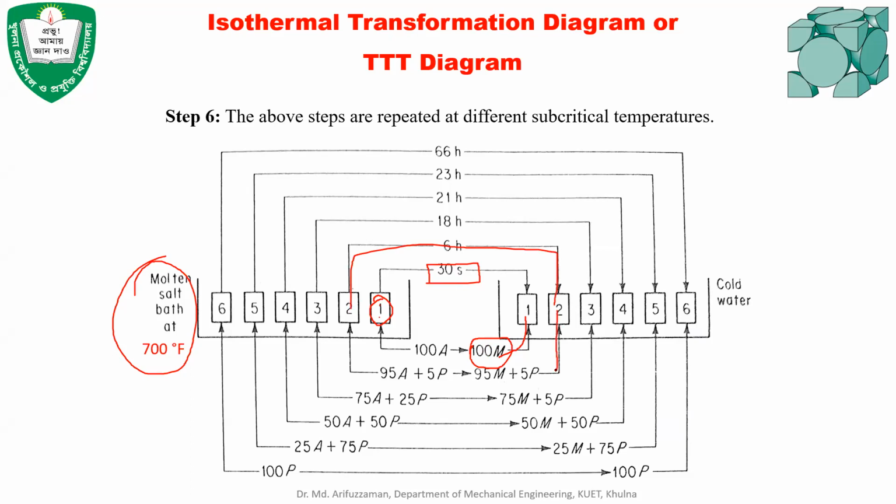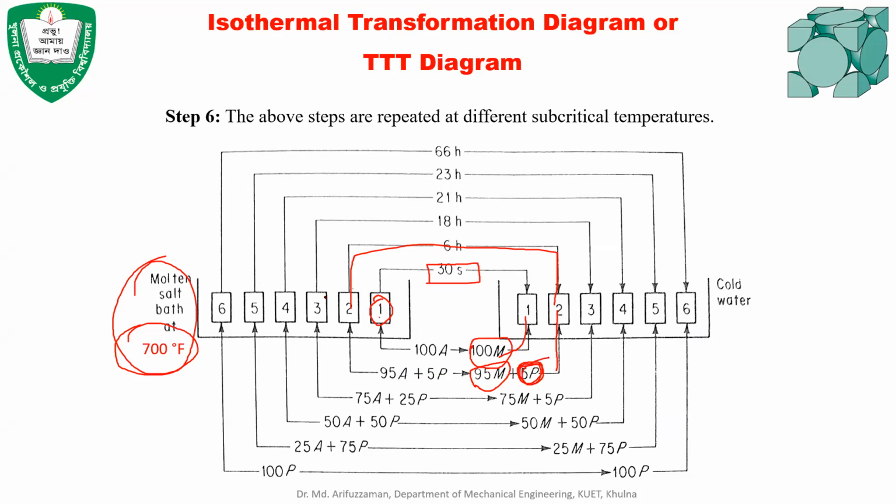And after studying the microstructure, you saw that there is 95% martensite and 5% perlite. That means after 6 hours of keeping the sample in the 700 degree Fahrenheit molten bath, 5% perlite has been produced. Transformation has started, and 5% perlite is produced. So the microstructure is showing 95% martensite and 5% perlite. That means after 6 hours, only 5% austenite has been transformed into perlite.